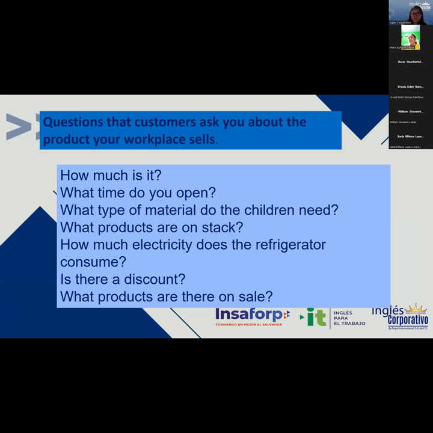Okay, now, remember some questions that the customers, remember yesterday we were discussing that, about questions that customers can ask, right? When they get to the place where you work, asking for information about the things or the products that your company sells. And some of the questions are, how much is it? What time do you open? What type of material do the children need? What products are in stock? Creo que los clientes pregunten what products are in stock, but if you have enough products like that in stock, probably yes.